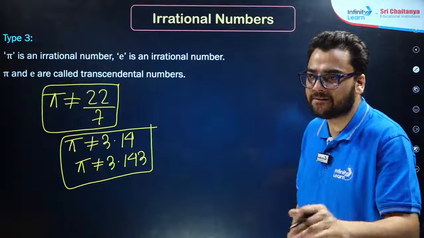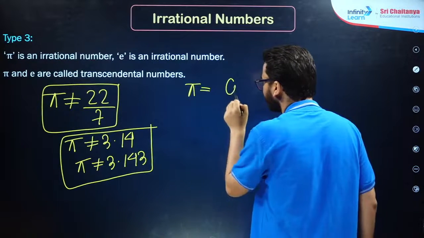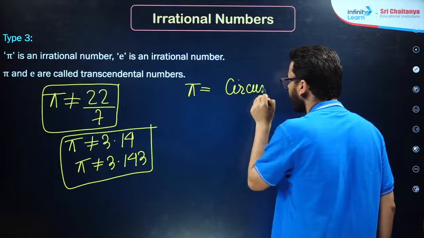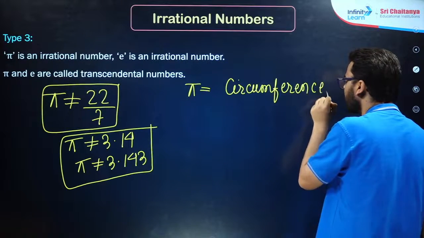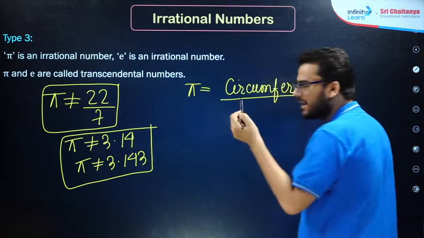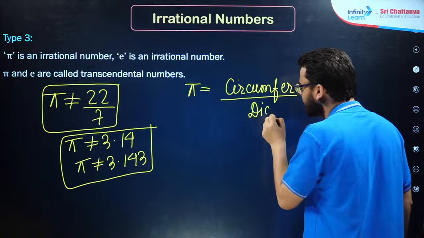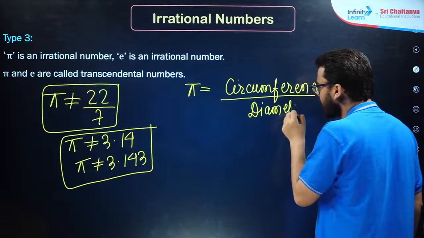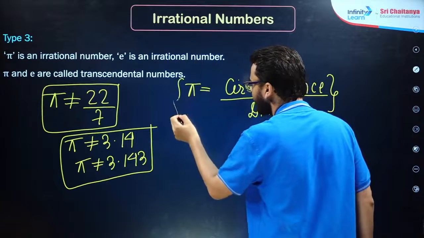Basically, what is the definition of pi? Pi is basically the circumference of a circle. Although there are higher definitions as well, obviously we cannot take other things like limits and all that. The circumference of a circle divided by its diameter, that is pi.